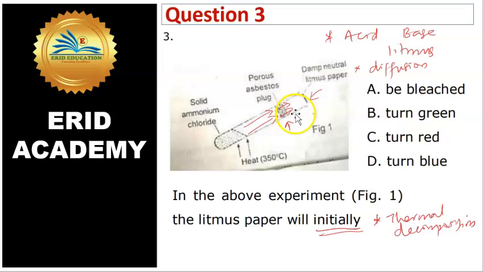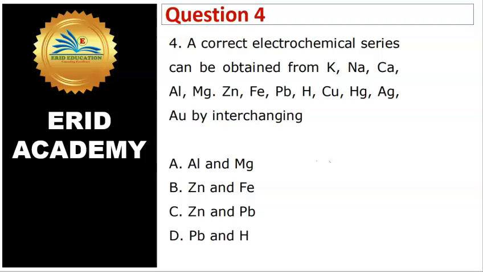So if ammonia gets to the damp neutral litmus paper, it's going to convert it to blue. So the correct answer here is D, because litmus paper turns blue when it comes into contact with a base or alkaline. That is pretty interesting and pretty simple. So let's look at question 4.